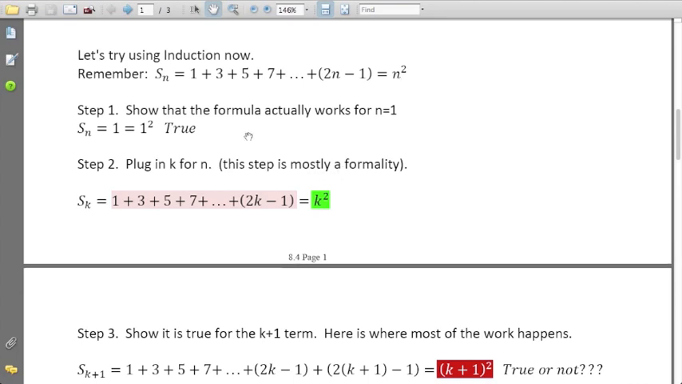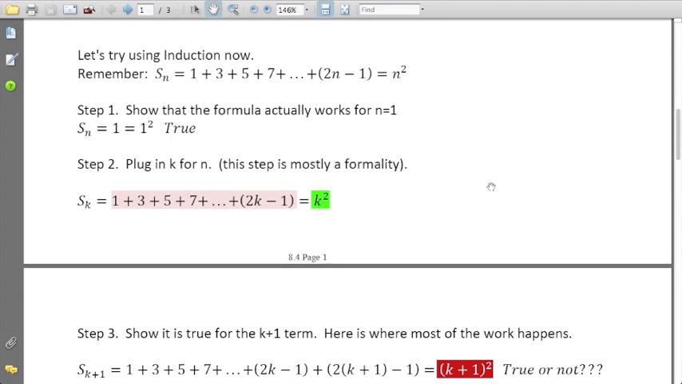Step number one, and this is where you want to take some notes. Step number one is to show that it works for n equals 1. So I'm going to take my n squared part, plug 1 in and see if it actually works. So n equals 1, S1 equals 1, which is equal to 1 squared. I took the first number here. Of course, the next ones don't exist because we're not out that far yet. Well, 1 is equal to 1 squared. So that is true, I can move on. If that's false, stop. Game over. The statement that you're looking at is false.